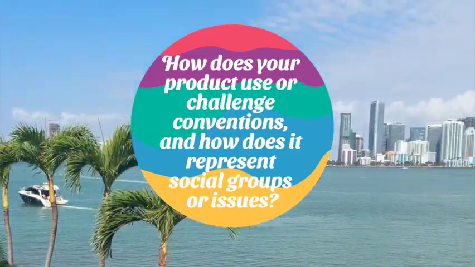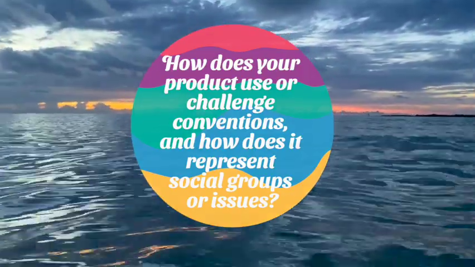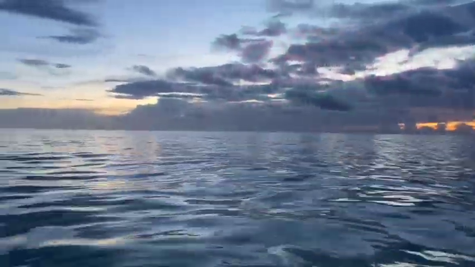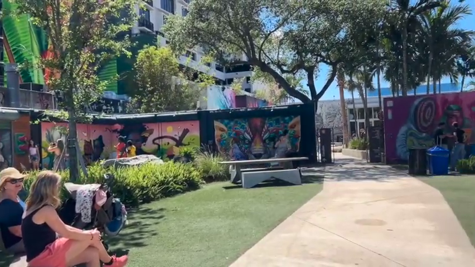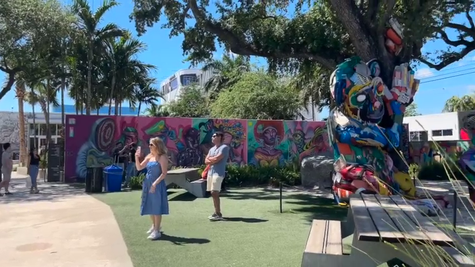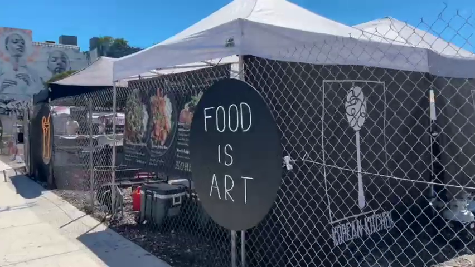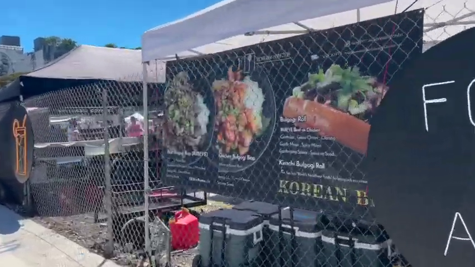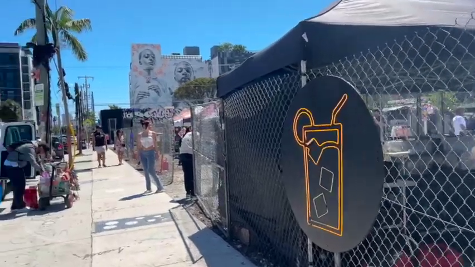How does your product use or challenge conventions, and how does it represent social groups or issues? Well, one of the main goals I sought to achieve through my magazine was to use the tools at my disposal to enhance the beauty of the city and its unique cultural landscape. As it is a lifestyle magazine, I wanted to showcase that very important part of Miami life.